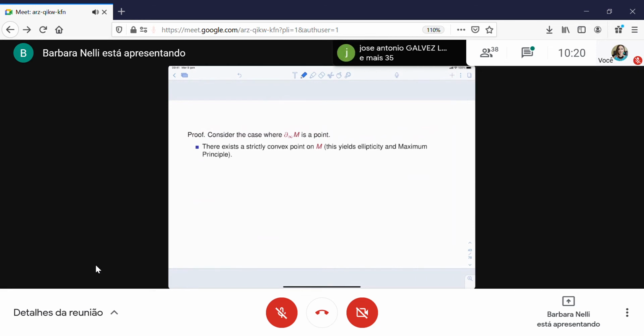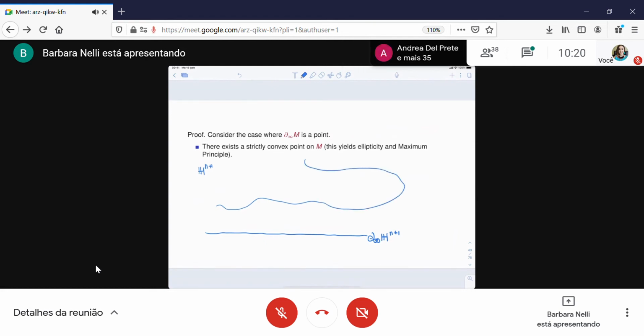So you consider the half space model for H^{n+1}. So this is the boundary at infinity, and you have your surface M here. As the boundary at infinity of M is a point, we can choose the point at infinity that is not here in this part of the boundary at infinity. But it's the same boundary at infinity as the horosphere parallel to the asymptotic boundary. Okay.